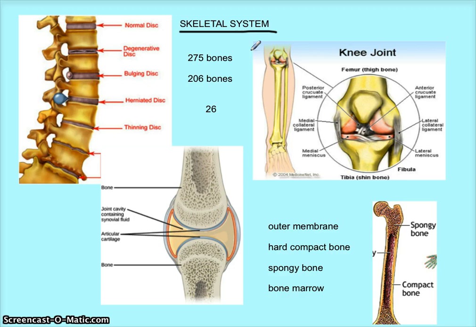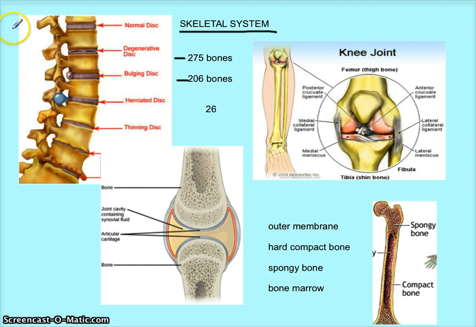Skeletal system. A newborn baby has, according to our book, about 275 bones. But adults have only 206 bones. The reason is because as the baby grows older, some of the baby's bones actually fuse together. Now, all of these bones are somehow connected to your backbone.